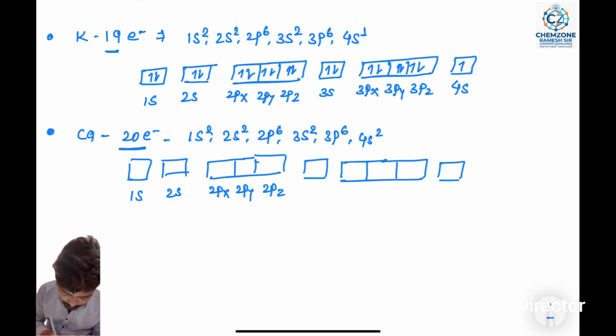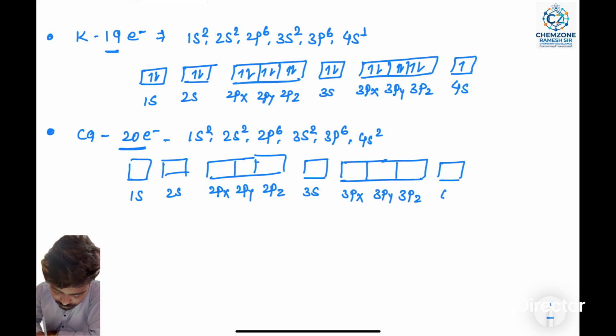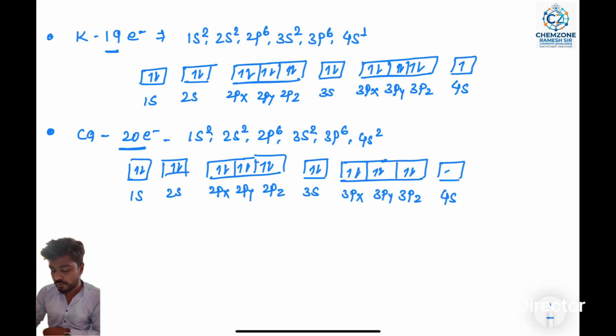So nomenclature: 1s, 2s, 2px, 2py, 2pz, and 3s, 3px, 3py, 3pz and 4s. ओके, और इलेक्ट्रॉन फिल कीजिए इसमें पूरी 1 2 3 4 5 6 7 8 9 10 11 12 13 14 15 16 17 18 19 20. Okay, that is your atomic number 1 to 20.